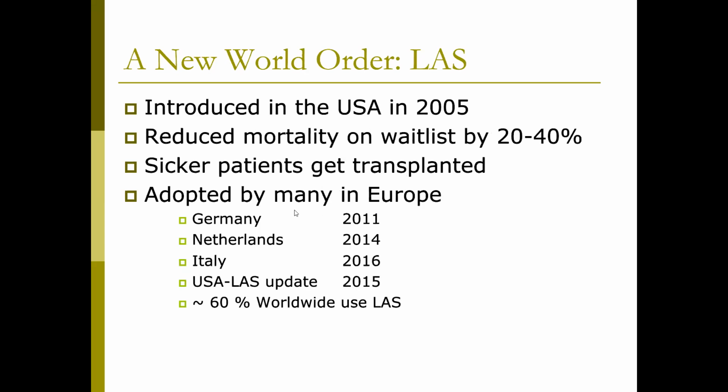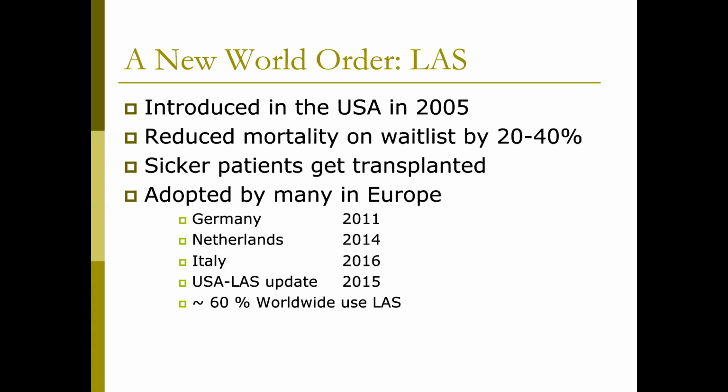And we very quickly realized that after moving to lung allocation scores to properly allocate individuals, the mortality on the wait list dropped dramatically by 20 to 40%. So simply giving priority to patients with IPF changed the landscape of how lung transplantation was being done and changed the mortality of individuals on the wait list. Very quickly, that allocation process was adopted by many countries in Europe.